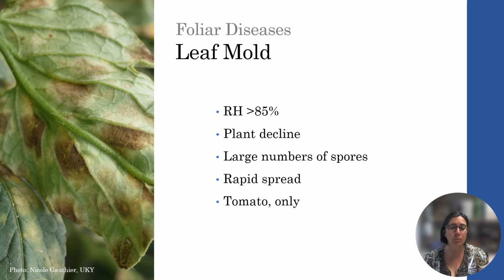So once we see this many spores and we have the environmental conditions that are conducive for infection, these spores will spread very rapidly and disease becomes really rampant. So once we see leaf mold, it always seems like it's too late because it spreads so quickly. One positive about leaf mold is that this pathogen only affects tomato, so it makes rotation a little bit easier, or a lot easier, because the host range is narrow to just tomato.